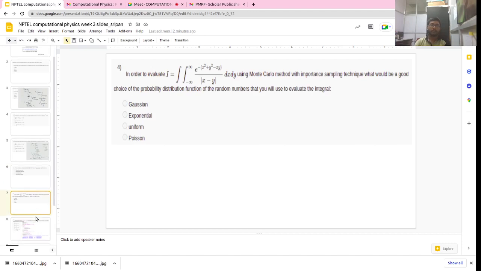So here is the next question. Here you have a multidimensional integral which integrates the integrand in dx and dy. Can anyone tell me first what the importance sampling technique is, what is the meaning of it, and why we need it when we are doing the integration by the Monte Carlo method?